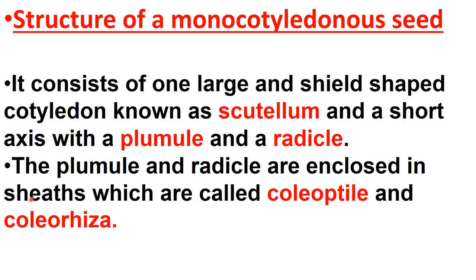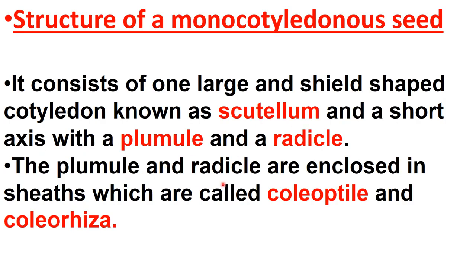Next is the structure of a monocotyledonous seed, meaning a seed having a single cotyledon, right? A monocotyledonous seed consists of one large and shield-shaped cotyledon known as scutellum. So only one cotyledon is present in a monocotyledonous seed and that is called scutellum, and a short axis with a plumule and a radicle. So the embryonal axis is present, that embryonal axis is called the short axis here, having plumule and radicle, and the single cotyledon which is present is shield shaped and is called scutellum.